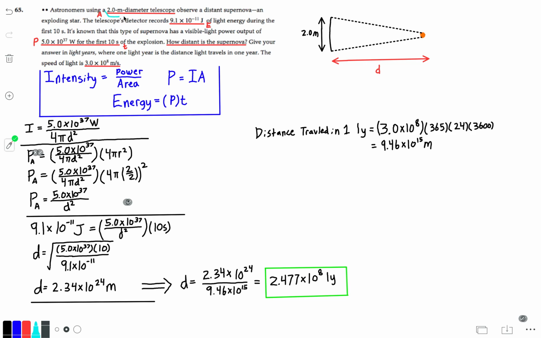Here we have our 2-meter diameter telescope, which we will be using for surface area. We have our star's energy right here, which we will be using for energy. We have the power in watts, and we have our time in seconds. We also have the speed of light down here.